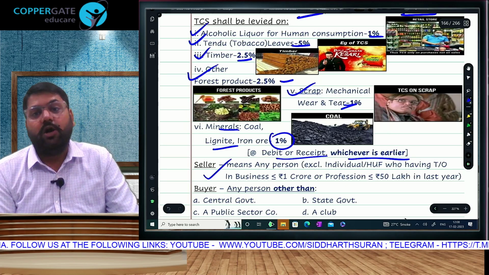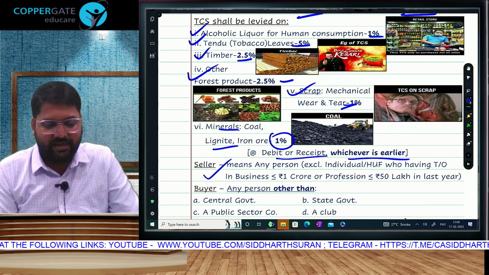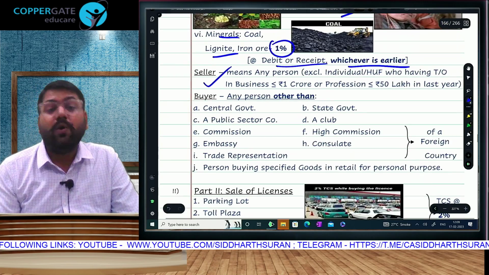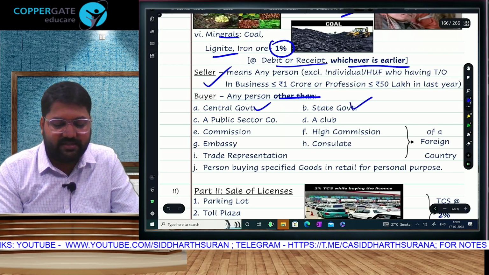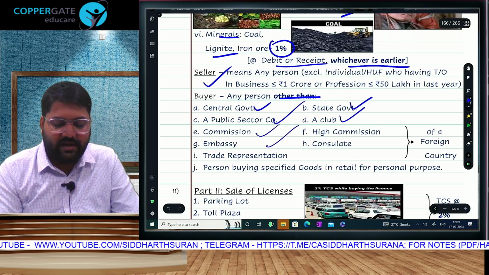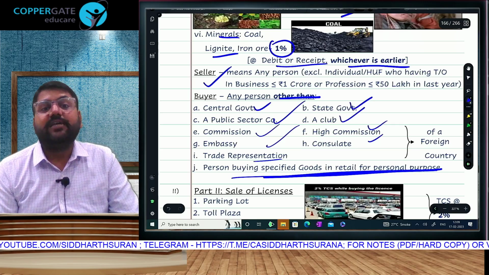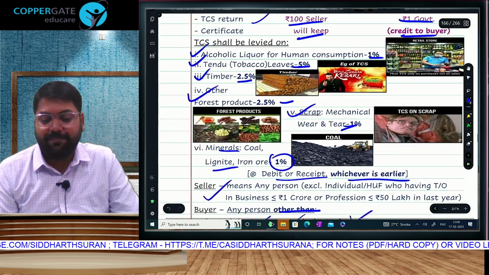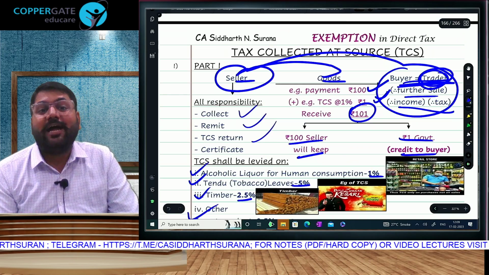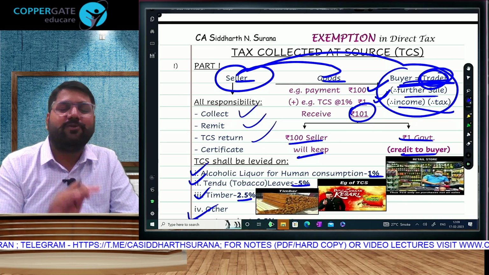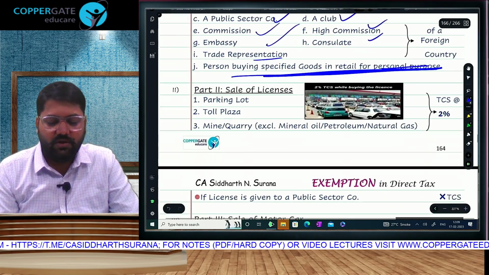Seller is nothing but the payer from the earlier chapter. So same as before, now in this chapter. And buyer, you have to collect TCS from everyone but not from them. मतलब government, central government, state government, public sector company, commission, high commission, consulate, embassy of a foreign country. And retail में this part 1 does not apply because part 1 applies only to resellers, traders. Part 3 में उल्टा है. Part 3 में they are saying that resellers पे no TCS, only consumers के ऊपर. तो यहाँ पे consumers के ऊपर there will be no TCS.